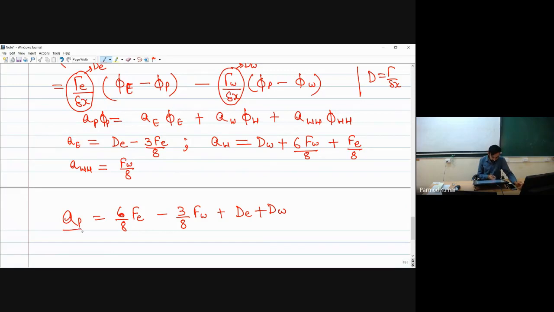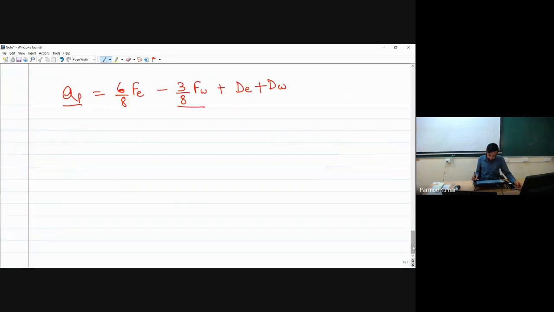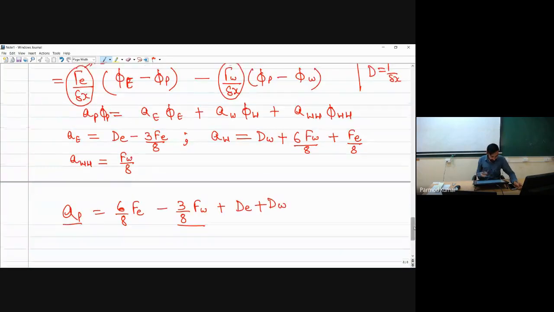And if you see over here, with AP also we are having one negative term. So under certain conditions, if one of the terms is dominating significantly, then some of the coefficients may become positive, some of the coefficients may become negative. The combination of these positive and negative coefficients will actually make our scheme unstable.